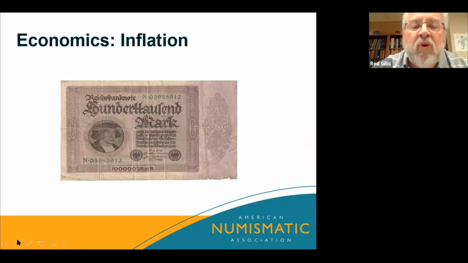Numismatics is a great way to study inflation. Here we have a piece of German currency. And this currency was dated 1923. This was only a few years after the First World War. And if you can see the note clearly, you'll see that it has an extremely high denomination. I think it's listed as 100,000 marks.